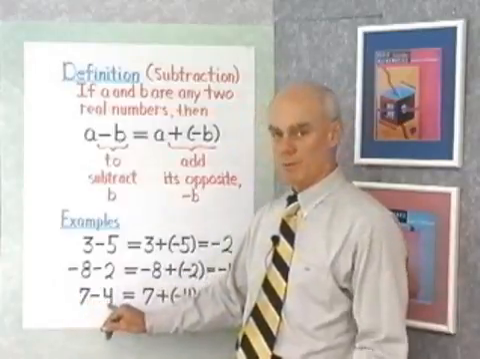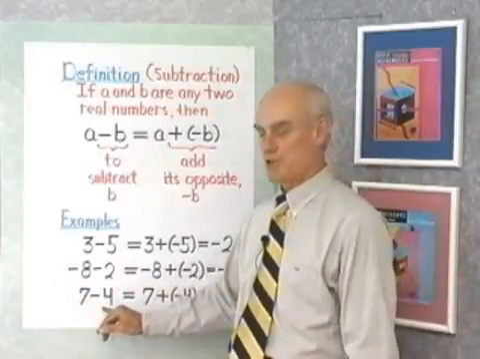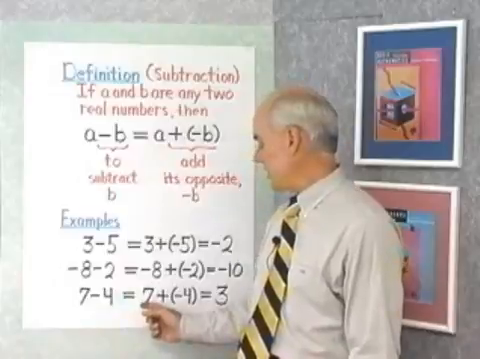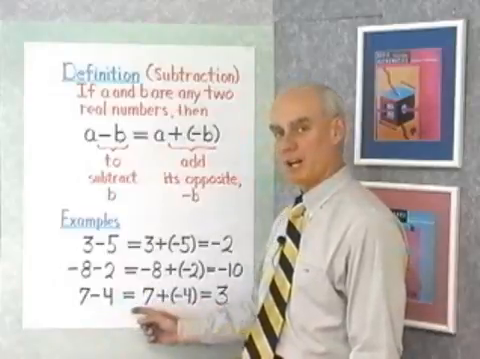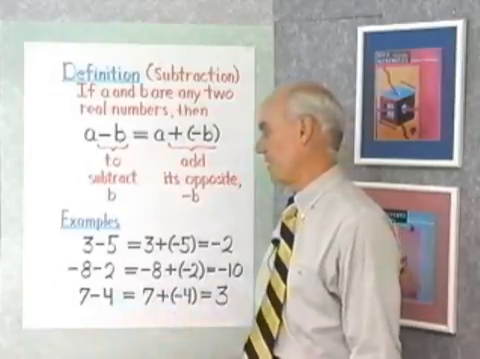7 subtract 4. Well, there's a problem you already know the answer to. It's just 3. But if I write it this way, 7 plus negative 4, and then I use my rule for addition, you see I also get 3.